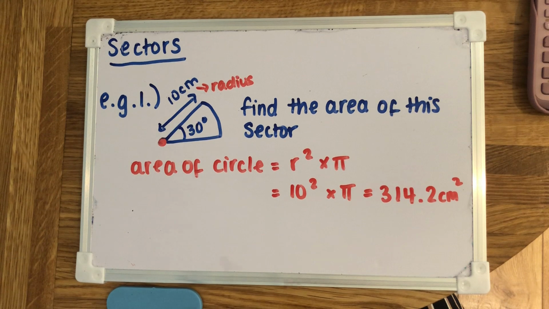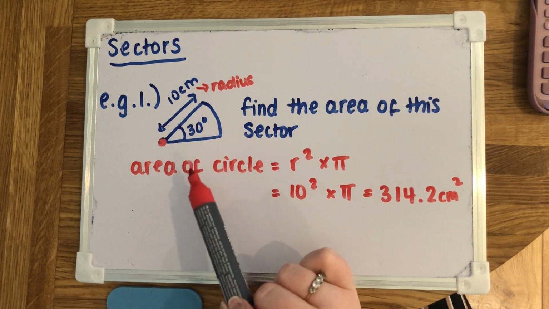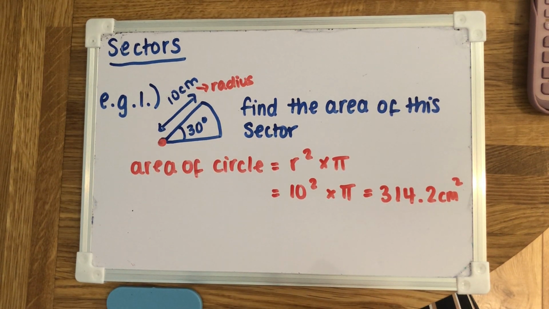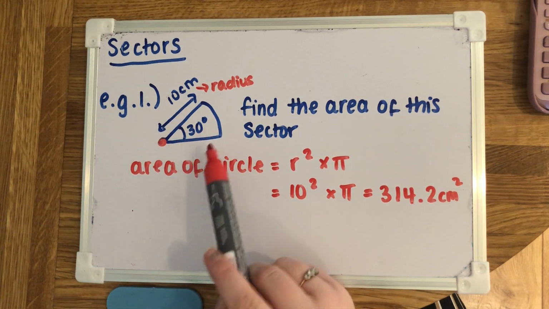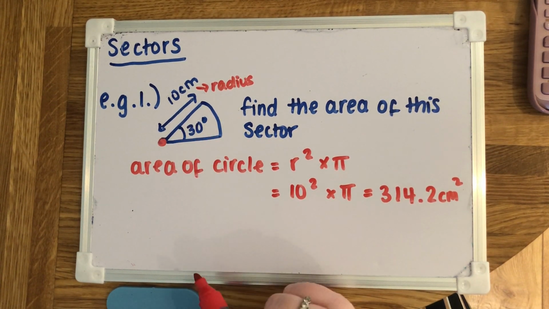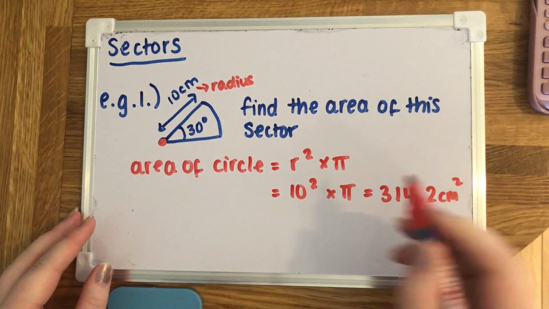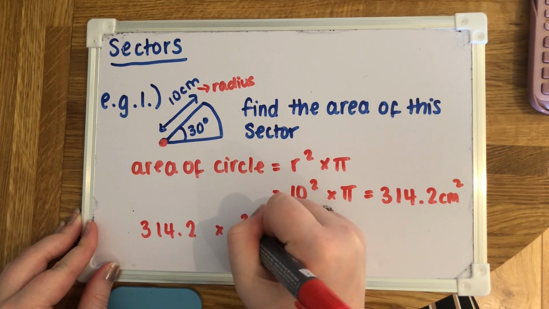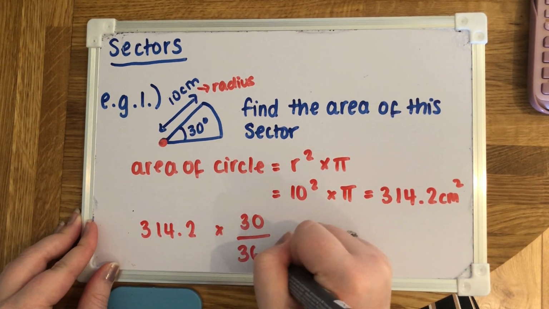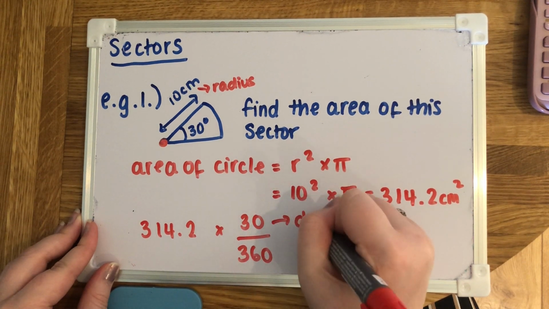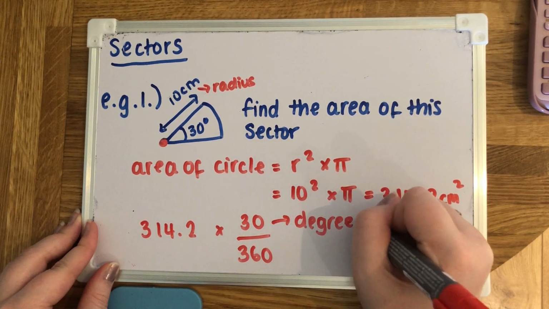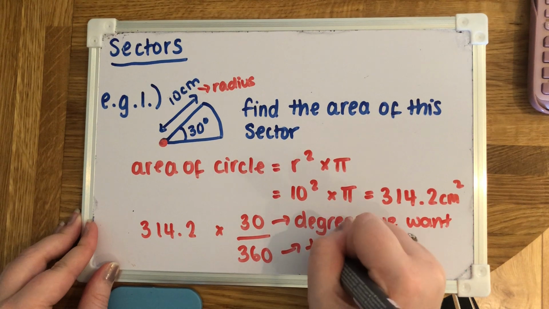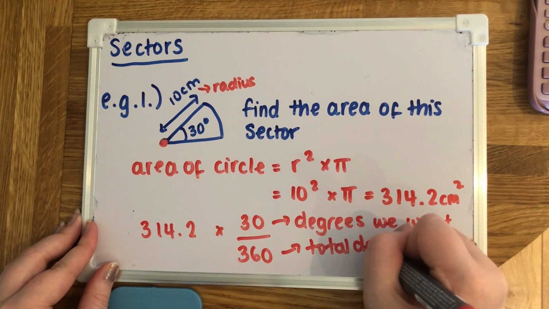The problem is we don't want the whole thing. We are told the number of degrees though, which is helpful. Now, you've got to remember that there are 360 degrees in a whole circle. So out of the whole thing, we just want 30 degrees out of 360. So what we do is we multiply the answer that we've just got by the fraction of 30 divided by 360. So this is the degrees we want, and it's divided by the total degrees in a circle.